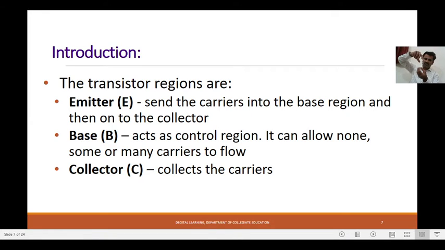So that means it can control. When you tighten the tap, no water will flow. When you release the tap partially, a controlled amount of water will flow through. When you completely release the tap, all the water coming out from the emitter will move to a collector. It is acting like a tap in case of water flowing through a pipe. And similarly, in case of a transistor, with emitter, base and collector regions, the charges get controlled in the base region. And this is considered to be a collector. The collector collects all the charge carriers coming from the base region.